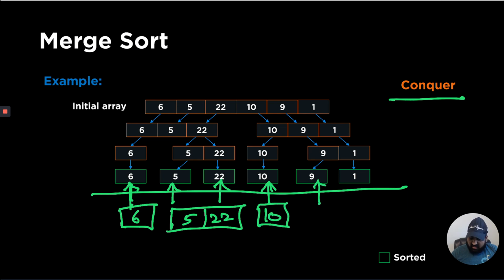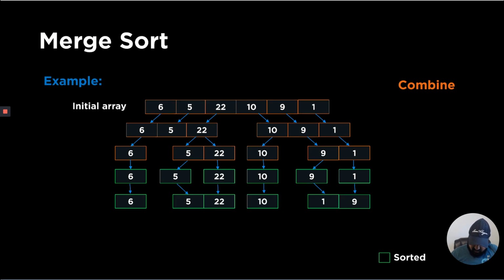9 and 1 are basically siblings here, so they are going to be merged into an array, and now the values will be 1 and 9. So at this stage, we have 6, 5, 22 in one array, 10 in another one, and then 1 and 9 in another one. Next, we are going to combine these two and these two because they are part of our recursive call from the same parent.